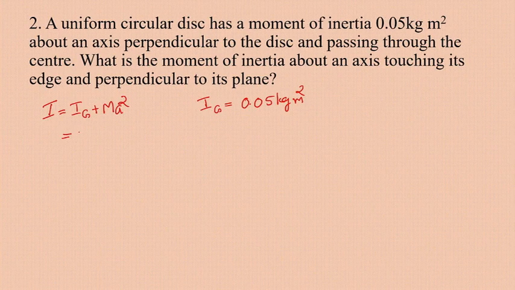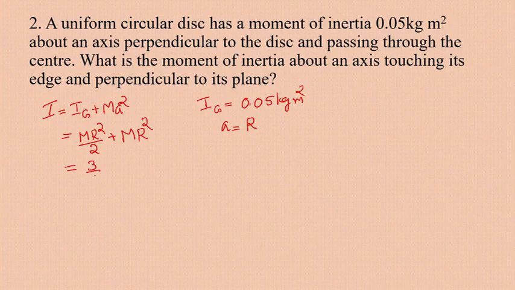But do we know the equation for Ig? We already stated it in the previous problem. That is Ma square by 2. Here also M instead of A, since A is equal to the radius, we can write R square. That is equal to 3 by 2 M R square.